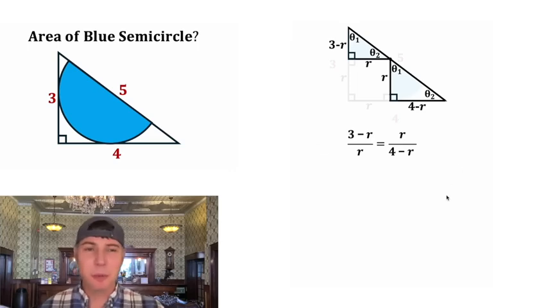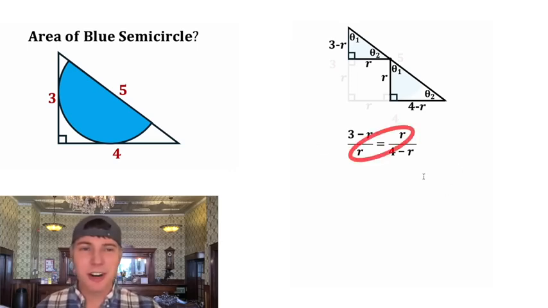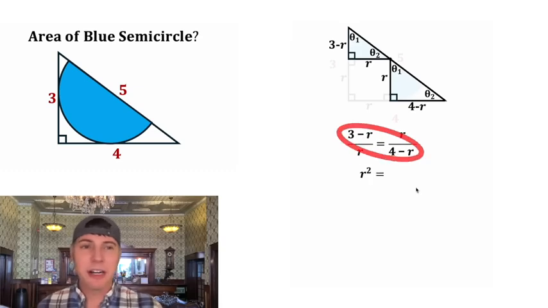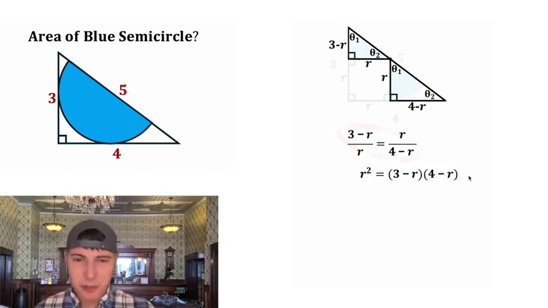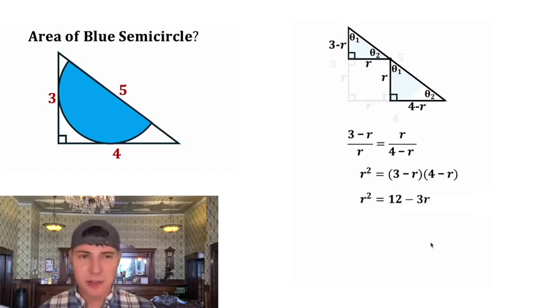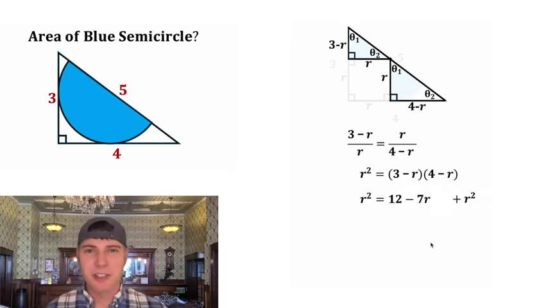And now we can use this proportion to solve for r. First, we're going to cross multiply. r times r is equal to r squared. And on the right-hand side, when we multiply these, we get 3 minus r times 4 minus r. Next, we're going to have to multiply out this right-hand side. That'll give us 12 minus 3r minus 4r plus r squared. And that'll simplify to 12 minus 7r plus r squared.